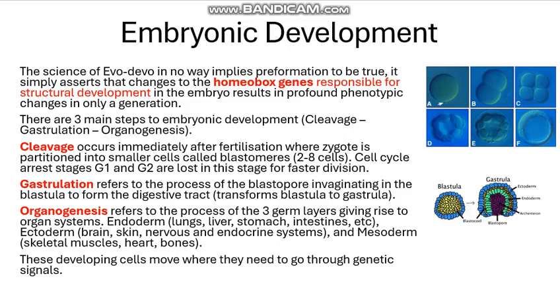So the endoderm layer gives rise to the lungs, liver, stomach, intestines. The ectoderm gives rise to the brain, skin, and the nervous and endocrine systems. And then the mesoderm layer, which is generally rarer in the animal kingdom, only found in triploblasts, gives rise to the skeletal muscles, the heart, and the bones. So these developing cells move where they need to go through genetic signals.